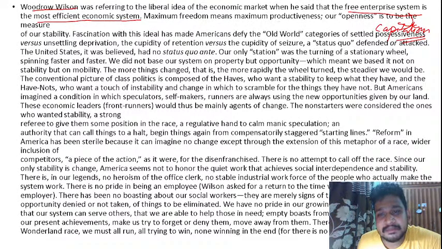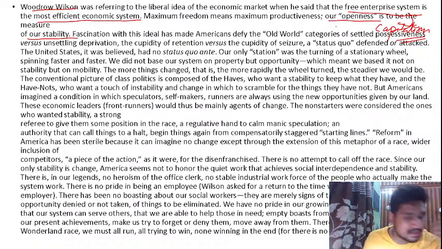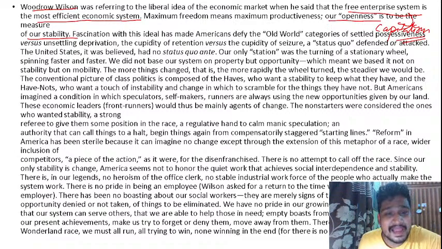Maximum freedom means maximum productiveness. Our openness is to be the measure of our stability. So here he says that our openness to innovation, to products, to competitions is where our stability rises. Fascination with this ideal has made the Americans defy the old world category of settled possessiveness.